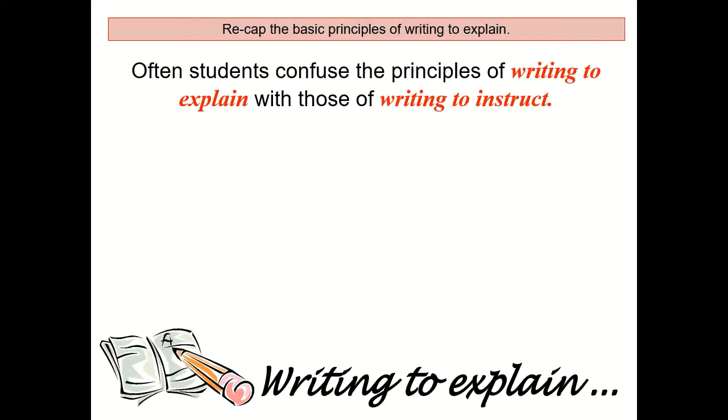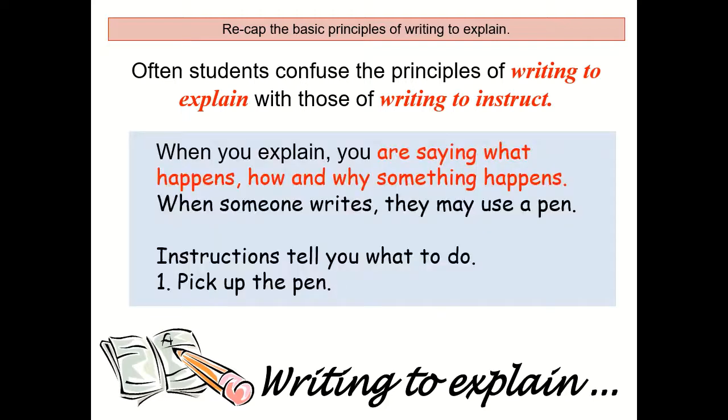We also sometimes confuse writing to explain and writing to instruct. So if you think about instructions, it's telling someone what to do, whereas explanations are not just saying what something is or why something happens, but also how, following the whole process. So here's some examples. When you explain, you're saying what happens, how and why something happens. So this is an example. When someone writes, they may use a pen.